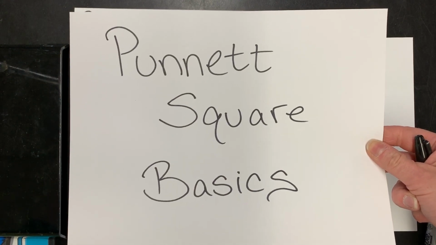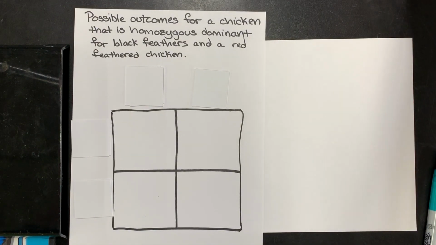Punnett Square Basics. So a Punnett square tells us the outcome of offspring if you breed two parents together.